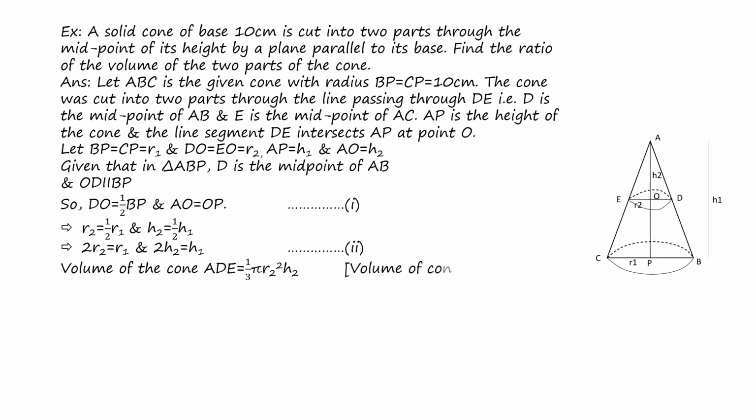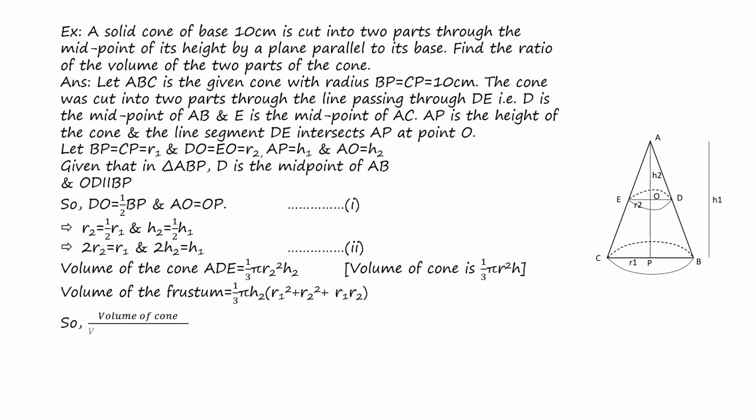Now volume of the cone ADE is 1/3 pi R2 square into H2, because volume of the cone is 1/3 pi R square H, and volume of the frustum is 1/3 pi H2 into (R1 square plus R2 square plus R1 R2). So the volume of the cone by volume of the frustum is 1/3 pi R2 square into H2 whole divided by 1/3 pi H2 into (R1 square plus R2 square plus R1 into R2).